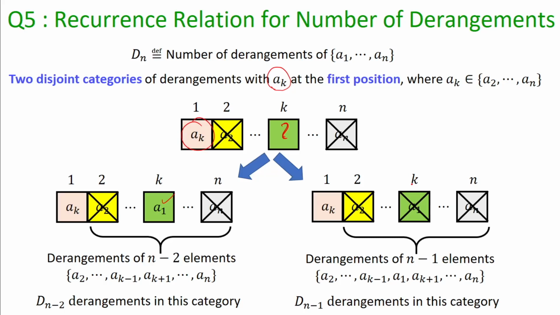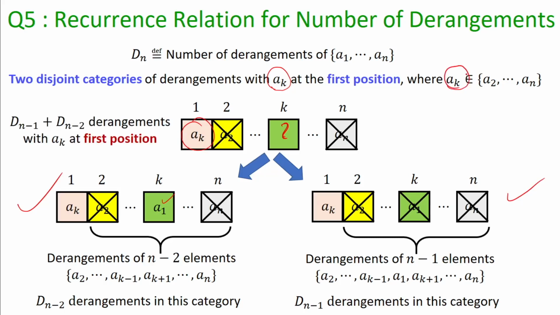You take any such derangement and add the element ak at the first position. That will give you a derangement of n objects where element ak is occurring at the first position and element a1 is not occurring at the kth position, and this will be your latter category of derangements. If you sum the number of derangements in category 1 and in category 2, that will give you all possible derangements where the element ak is occurring at the first position.